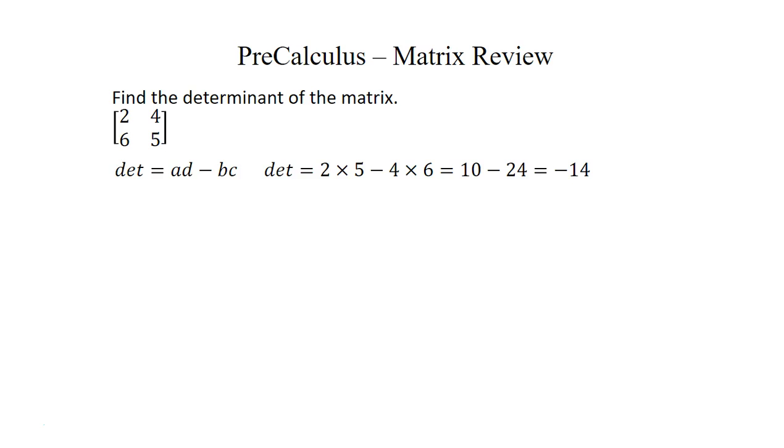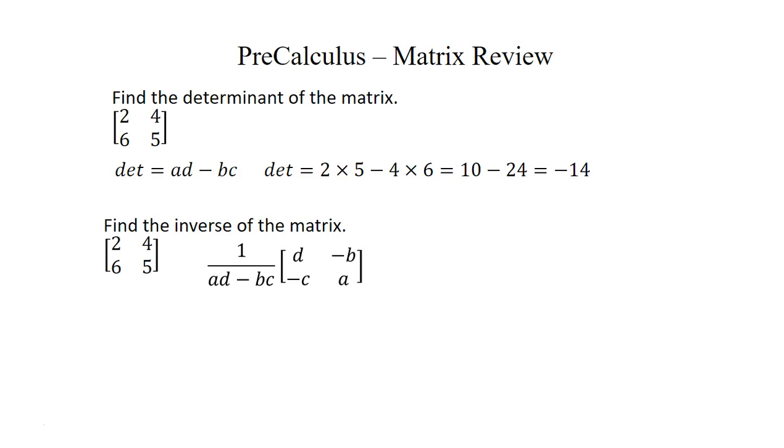Now one way that we use a determinant is to find the inverse of the 2 by 2 matrix. So when we want to find the inverse, we're going to use the formula 1 over the determinant. Then we're going to switch the position of A and D and take the opposite of the B and the C. So in this case we have 1 over -14, replacing A with D and D with A, we have 5, and taking the opposite of B and C, -4, -6, and 2. And then we'll just simplify it.